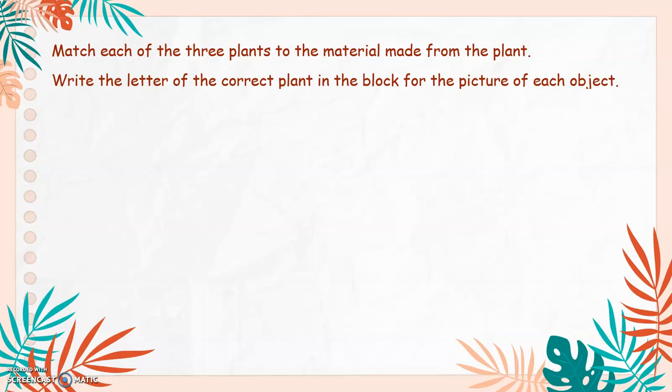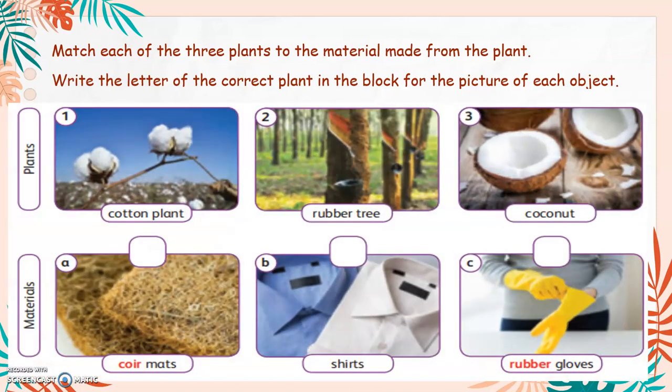Kalau di sini Miss Jane maunya kalian write the number aja ya. Write the number of the correct plant in the block for the picture of each letter. Okay, I have the three plants: cotton plant, rubber tree, and coconut. And then I have the three materials: coir mat, serge, and rubber gloves.